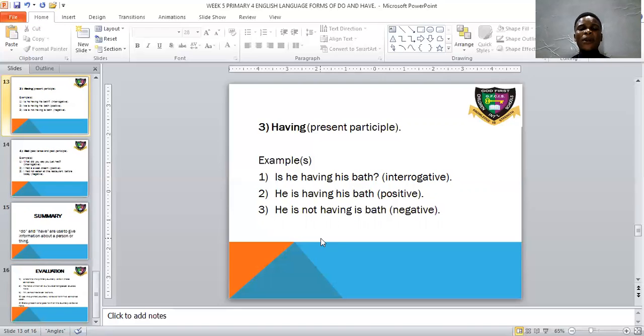Now, the third one says he is not having his bath. He is not having his what? His bath. Now, that is a negative sentence because what? It carries the word not. He is not having his bath. It carries the word not, which makes it a negative sentence. He is not having his bath. Good.